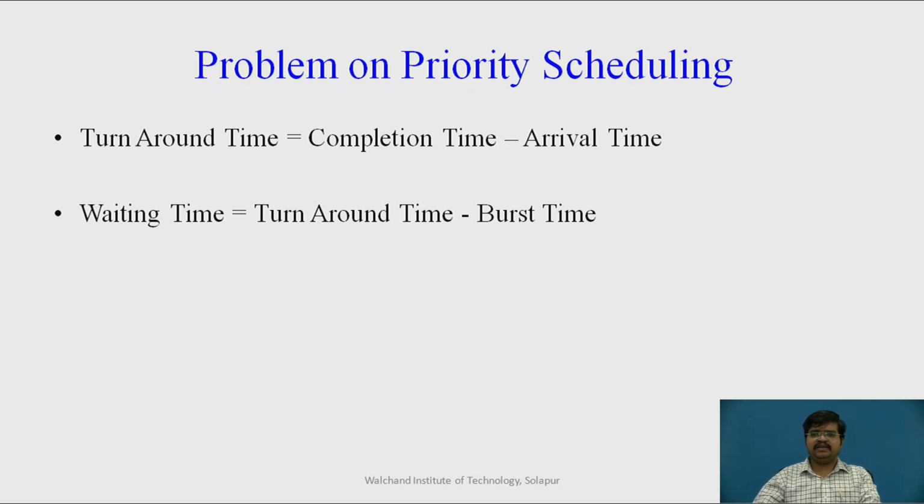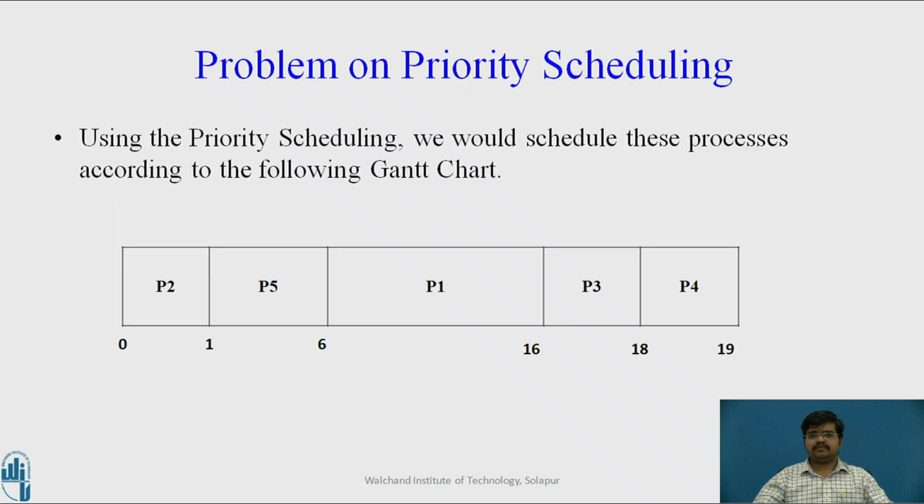First of all, let's calculate the completion time from the Gantt chart. Observe that P2 completes at 1 millisecond, so the completion time of P2 is 1. P5 completes at 6 milliseconds, so the P5 completion time is 6. P1 completes at 16 milliseconds, so the P1 completion time is 16. P3 completes at 18 milliseconds, so the P3 completion time is 18. P4 completion time is 19 milliseconds. So from the Gantt chart, you can easily calculate the completion time.